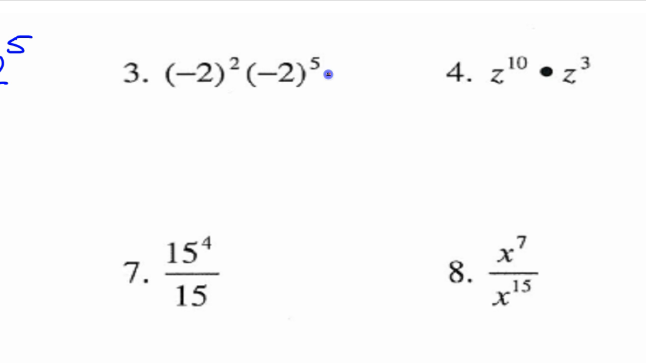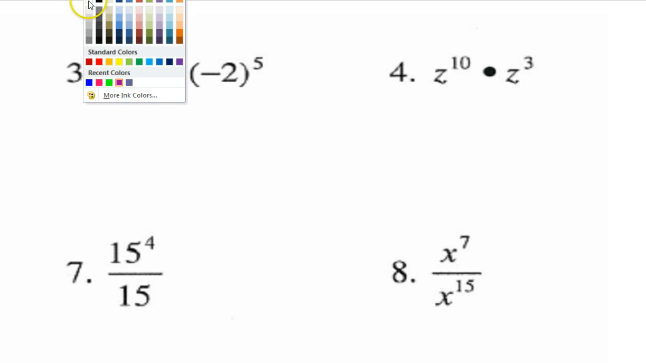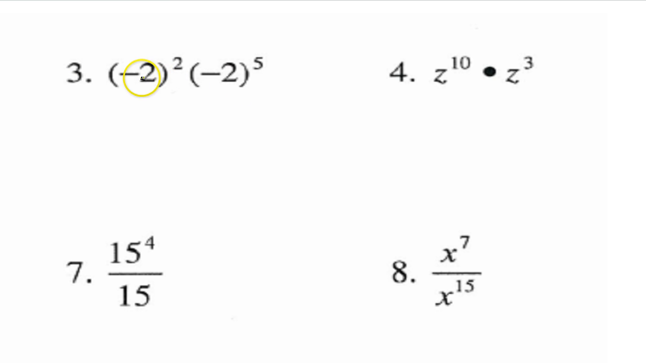Okay, same thing here, only with an extra step to it. Notice we're not using a calculator, by the way. Do not touch a calculator during this process. If we have negative 2 squared and negative 2 to the 5th power, you multiply that together, that's going to give you negative 2 to the 7th power. Now we can't leave it like this with parentheses and such. If you take a negative number and raise it to an odd power, it's going to stay negative. So that's going to be negative 2 to the 7th power.